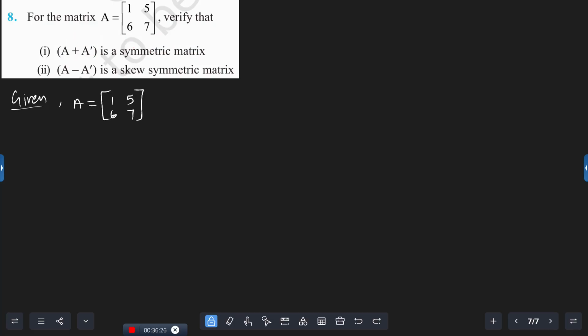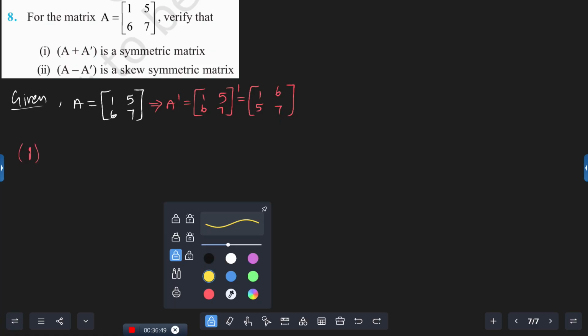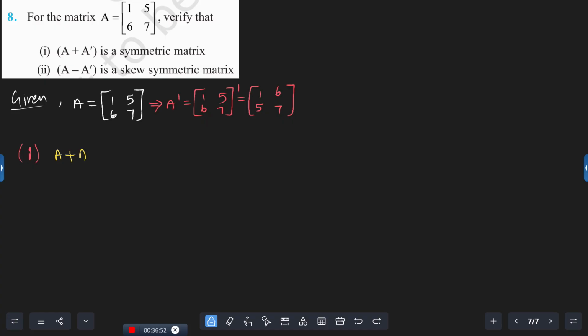So first, what do we need? We need A dash, so find A dash from here. A dash is the transpose of 1, 5, 6, 7. When you apply the transpose, a column becomes a row. So 1, 5 becomes column 1, and 6, 7 becomes column 2. This is our A dash. Now subdivision number 1 says that when you add A plus A dash, I want to get a symmetric matrix. Okay, we'll do this now.